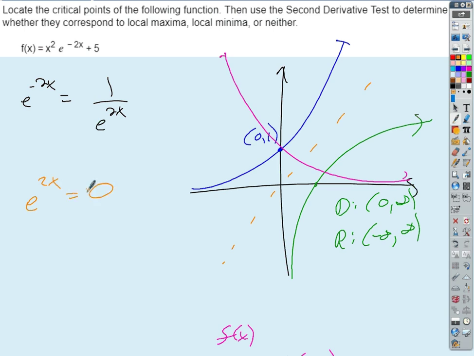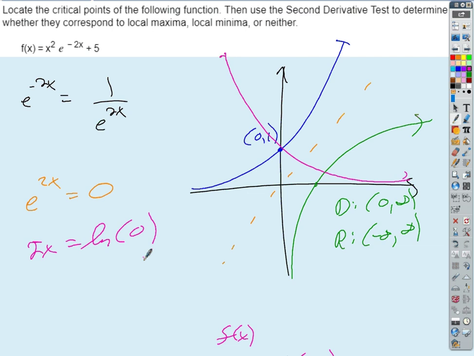How do I solve an exponential function? Take the natural log of both sides, don't I? I log both sides to undo the exponential. And so my very next step would be 2x equals the natural log of 0, which blows up because 0 is not in the domain of a log function, right? And so we can see that's never going to happen, is it?